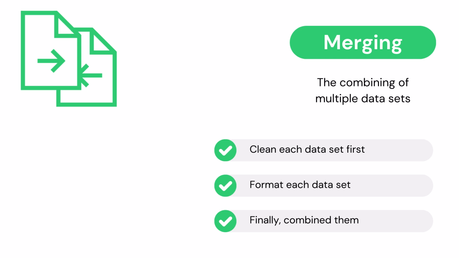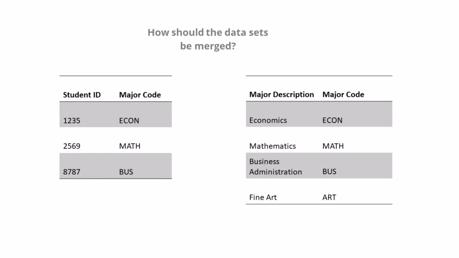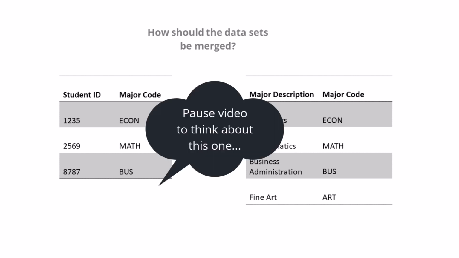This is where you need to decide how the data is related. Here is an example. How would you merge these two files? What would you need to consider when merging? What is the common identifier?